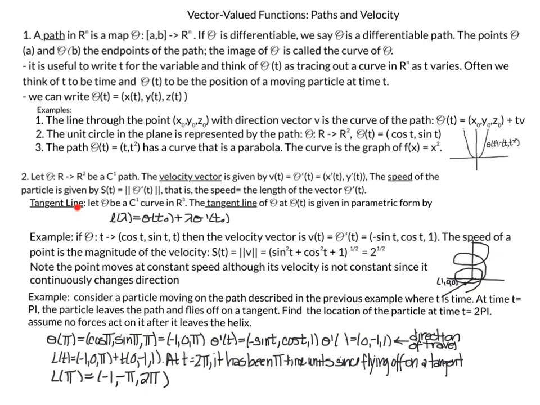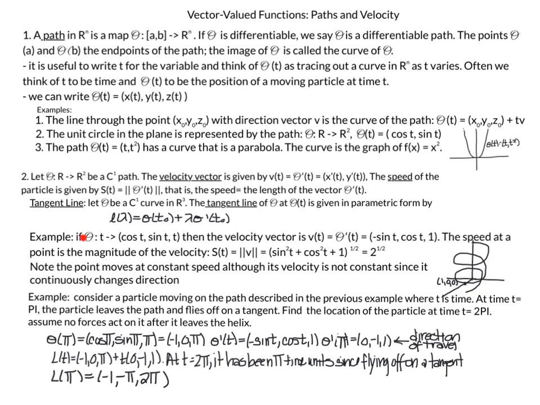Next, we have the tangent line. If sigma is a C1 curve in R3, the tangent line of sigma at sigma of t naught is given in parametric form by L of lambda equals sigma of t naught plus lambda times sigma prime of t naught.